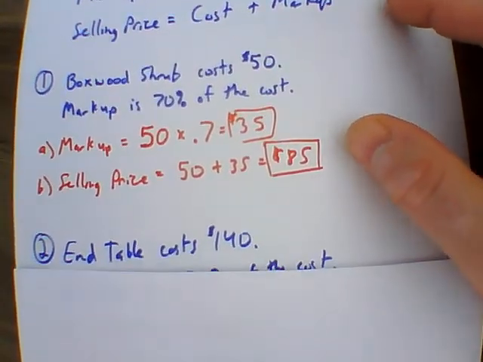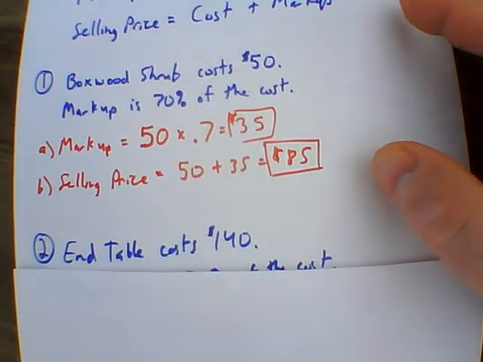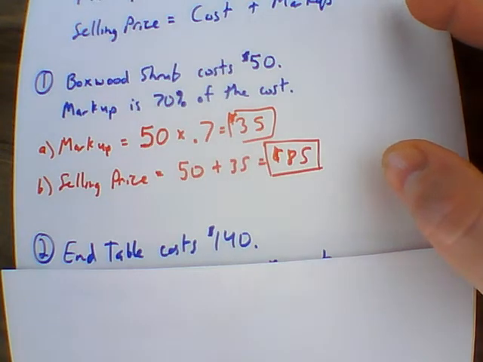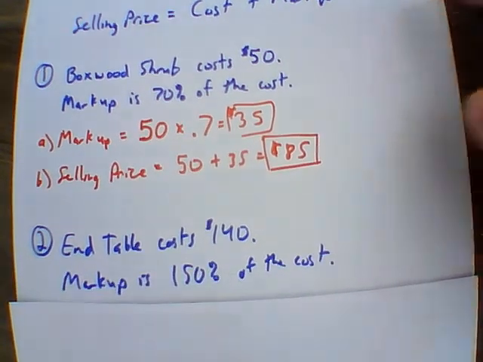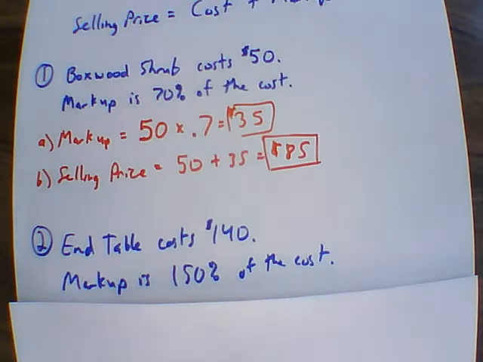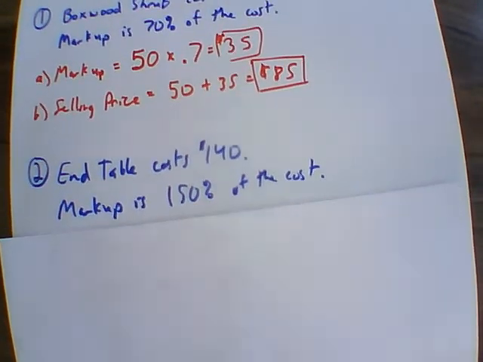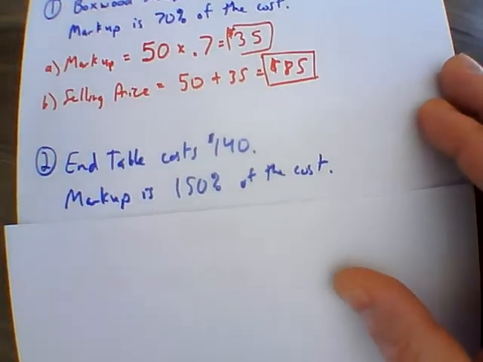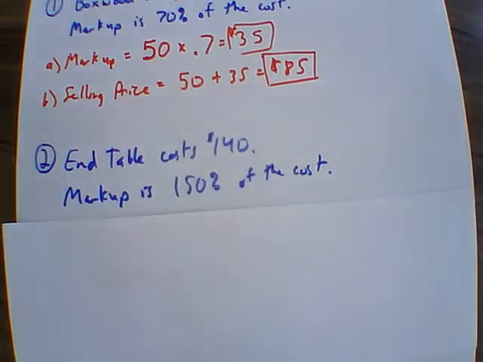Number 2 talks about an end table. An end table costs $140. Markup is 150%. Now do realize I used to work in the furniture business. Anytime you walk into a furniture store, this is a very traditional markup, or even more, of what any store out there has.